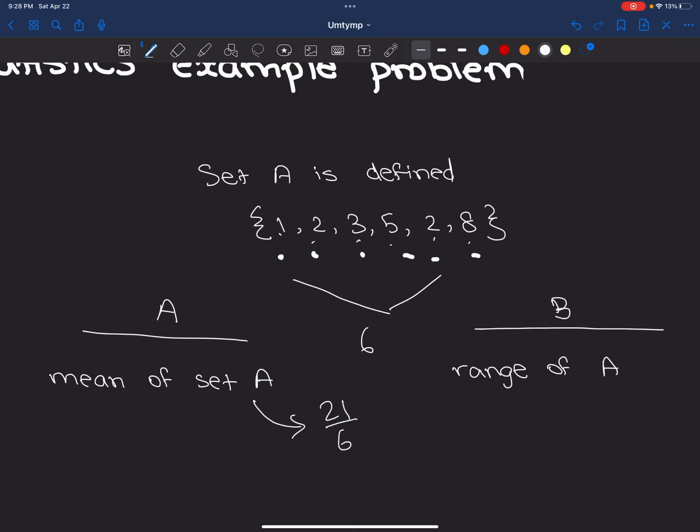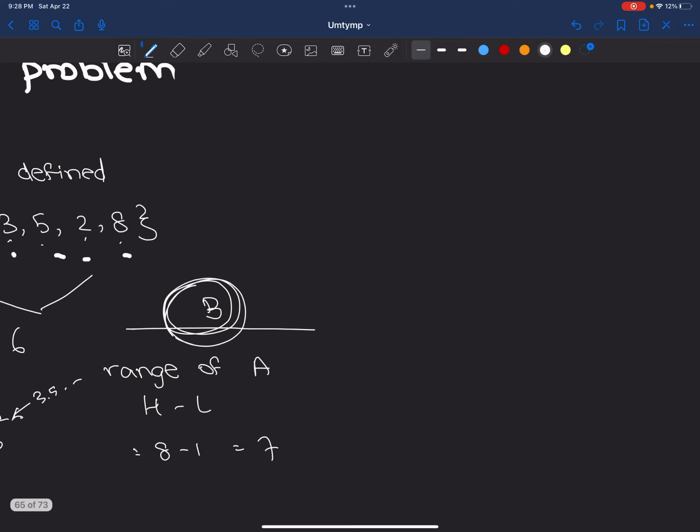And then the range is the highest minus the lowest number. Just think HL, H minus L. And that's equal to 8 minus 1, which is 7. So B is the right answer because 7 is greater than 21 divided by 6. Because this is like 3.4, 3.5, 3.6, somewhere there.